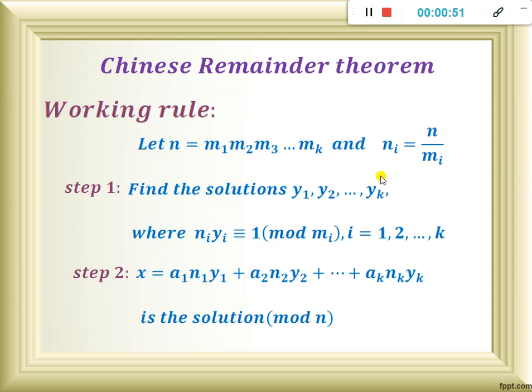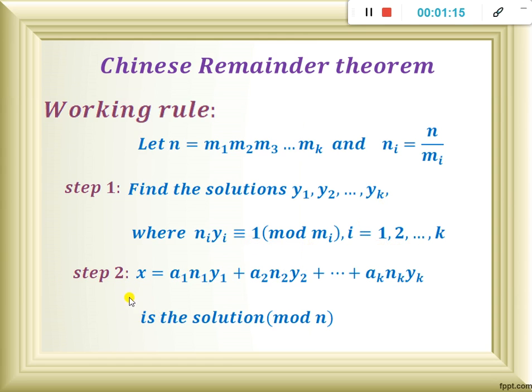Suppose you have three congruences, we can replace i equal to 1, 2, 3. Likewise, we can find n1, n2, n3. Right? So look at the first step. We have to find the solutions y1, y2, y3 and so on yk, where ni yi is congruent to 1 mod mi, where i runs from 1 to k.